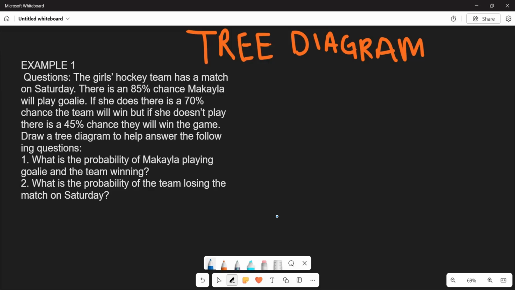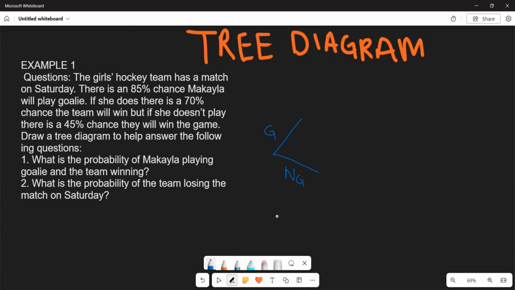What is important firstly is to always link up your events. The first event we are given is that there is an 85% chance Michaela will play goalie. So firstly draw your first branches. You are going to have one for goalie and one for not goalie. This is the event for Michaela to play goalie, and this is therefore not playing goalie.